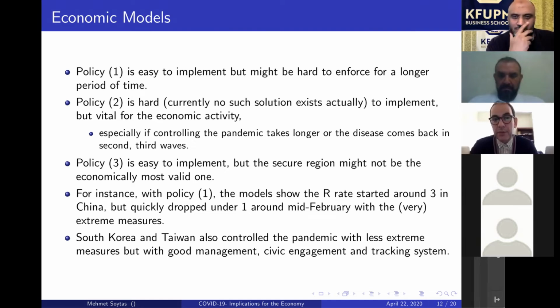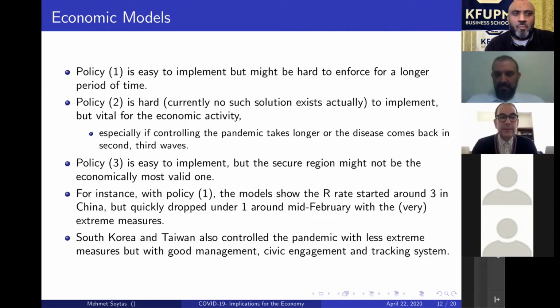But that is something we might need to consider from an economic point of view if the pandemic takes longer, or comes in second or third waves, because we need some immune people in the economy at least to take care of certain jobs. And the third policy is again easy to implement, but the secure regions or demographic groups might not be the economically most valid ones.